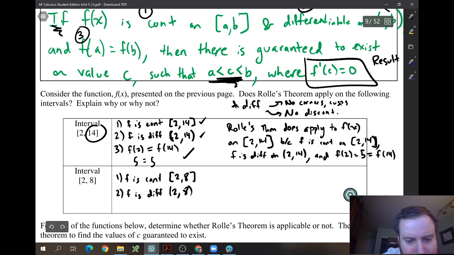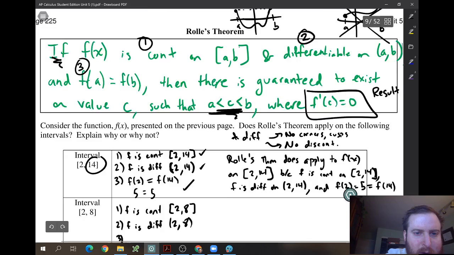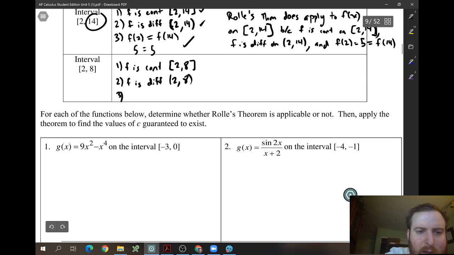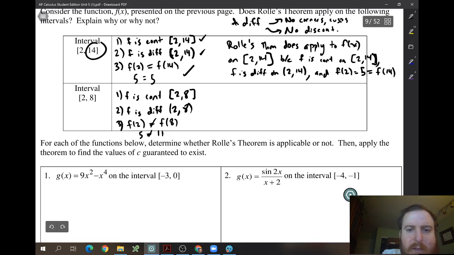But now when we look at the y values, at 8 our y value is up at 11. So f of 2 does not equal f of 8, because 5 is not equal to 11. Now, when it doesn't apply, you don't need to explain all three rules. Just explain the rule that didn't work.